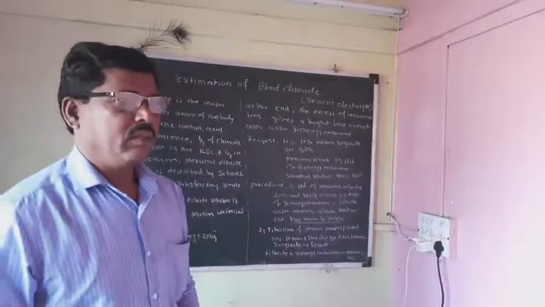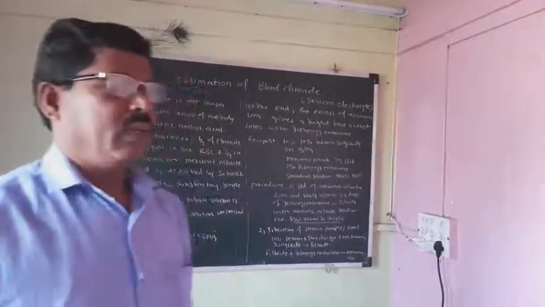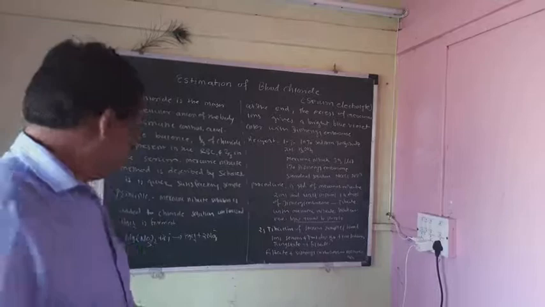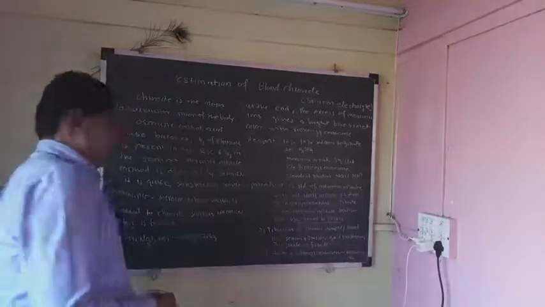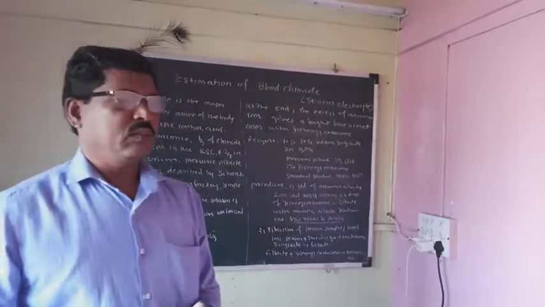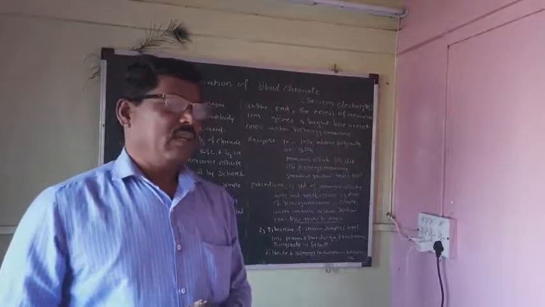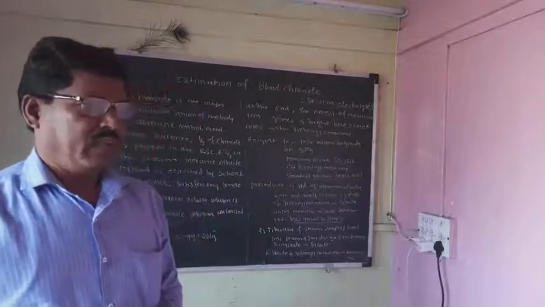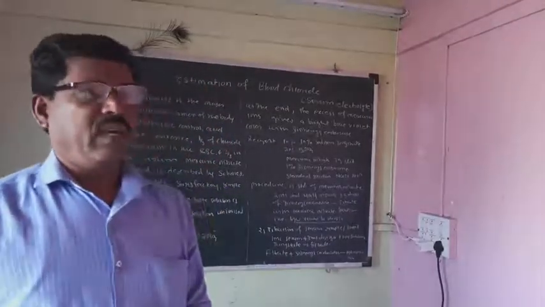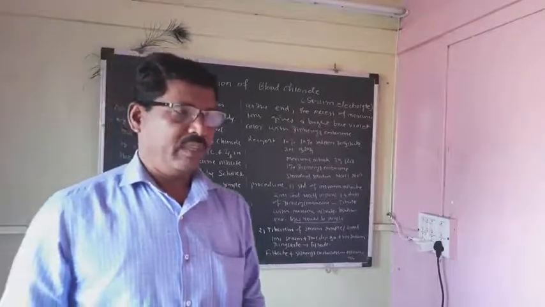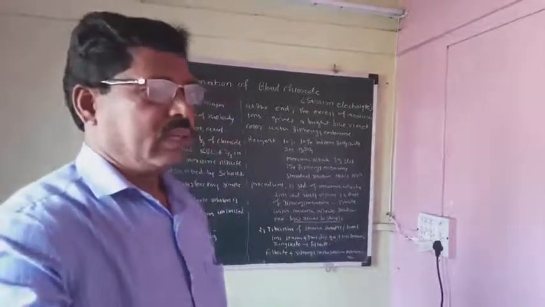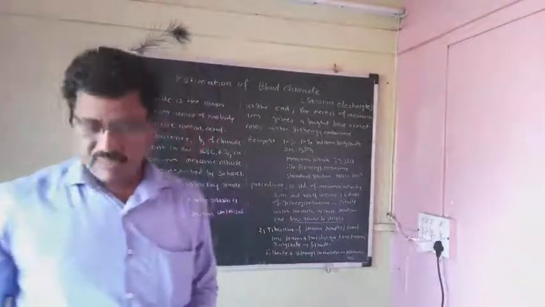Hello friends, today we are going to discuss clinical analysis. The components of blood can be divided into two types. One is the plasma, second is the cellular elements. The plasma is again divided into two types, serum and fibrinogen, and cellular elements like the erythrocytes, leukocytes and platelets.